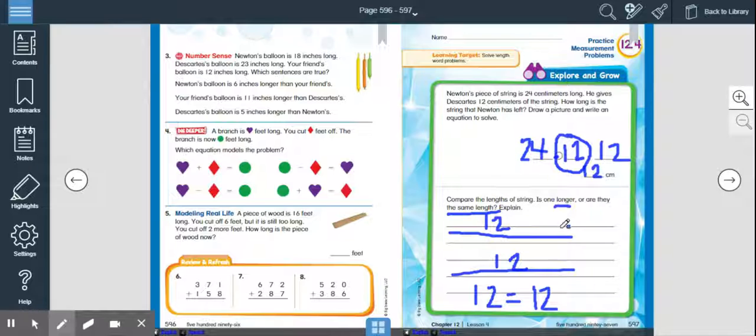That's right. They are the same length because we know equals means the same. So 12 is equal to 12. After Newton gives his half of his string to Descartes, they are left with the same number of centimeters. Great job. Let's look at one more problem together.